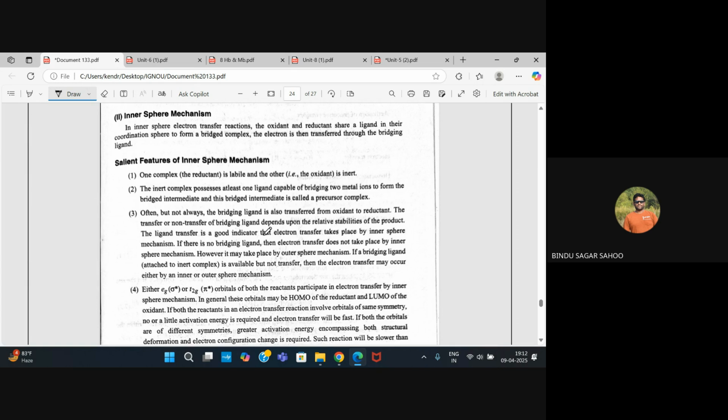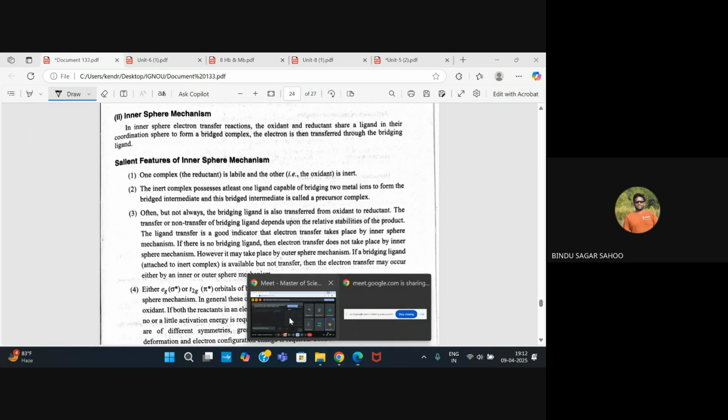That means here there will be a strict condition that the reductant complex should be a labile complex.